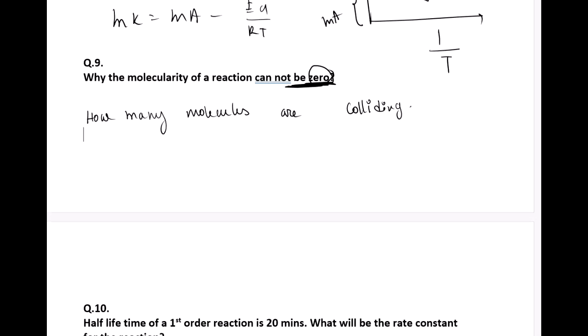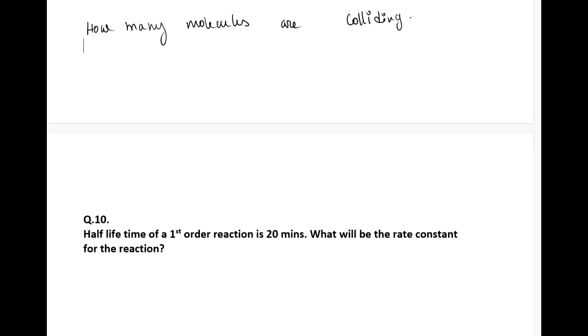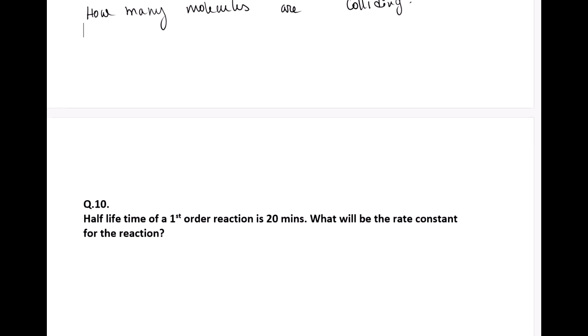Okay. Next question we have: the half life of a first order reaction is 20 minutes. What will be the rate constant? Very easy question. Half life given means t half is given. So the rate constant will of course be 0.693 by 20 minute inverse. That's the answer. Find it out and comment what answer you are getting here.